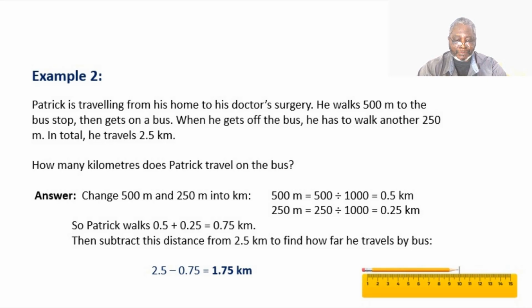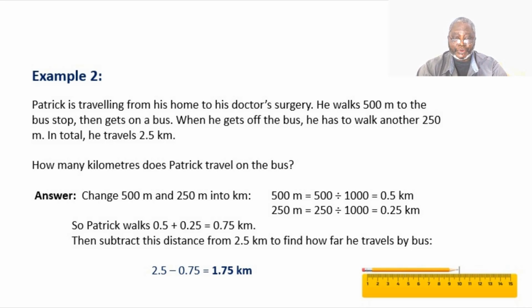How many kilometers does Patrick travel on the bus? Not in total, but on the bus. Answer, first of all, convert your units of measure to 1. In this case, change 500 meters and 250 meters into kilometers. So 500 meters is equal to 500 divided by 1,000, which is equal to 0.5 kilometers. 250 meters is equal to 250 divided by 1,000, which is equal to 0.25.